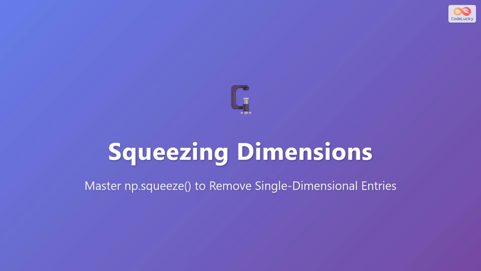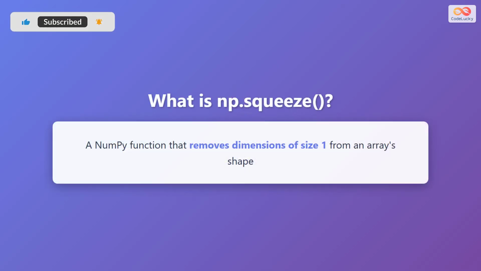Welcome to this tutorial on NumPy's squeeze function. Today, we'll explore how to remove single-dimensional entries from array shapes, making your data structures cleaner and more efficient. NumPy's squeeze function is a powerful tool that removes dimensions of size 1 from an array's shape. When you have unnecessary dimensions cluttering your array structure, squeeze helps clean them up automatically.